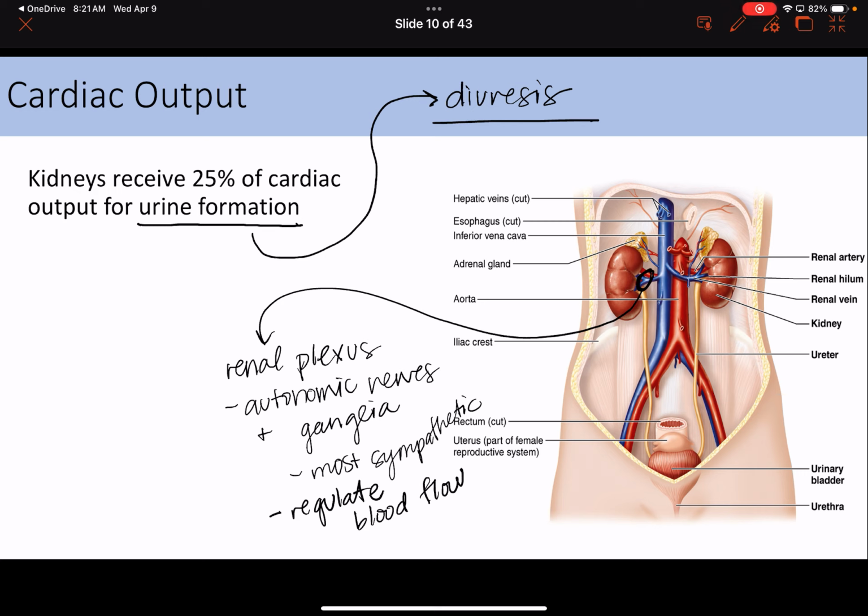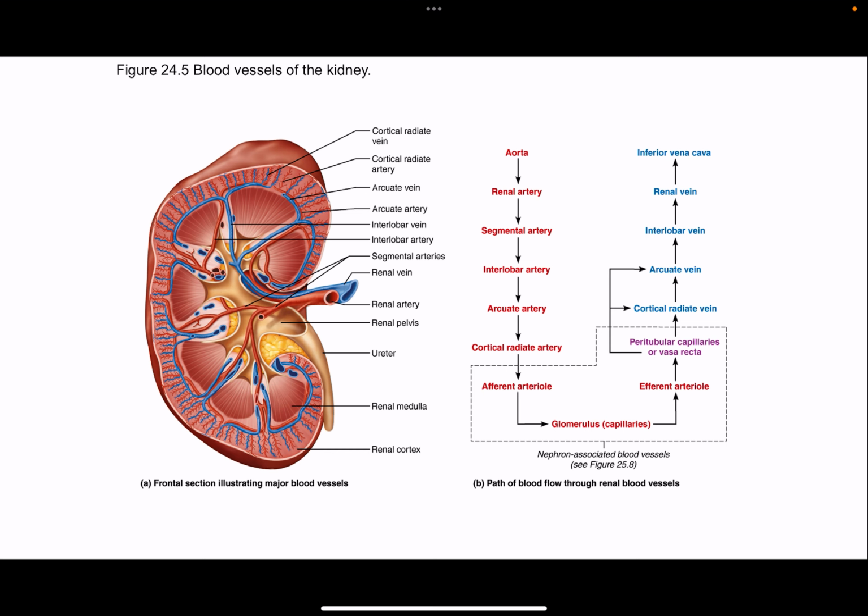All right. Any questions about that? So the renal plexus is just the gathering of the nerves and ganglia that are going to control blood pressure and blood flow through the kidneys. I did say you have tracer drops. You're going to have to be able to trace a drop of blood through the kidneys, as well as trace a drop of filtrate through the kidneys.